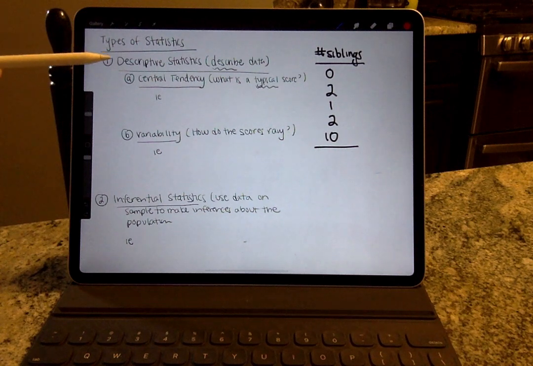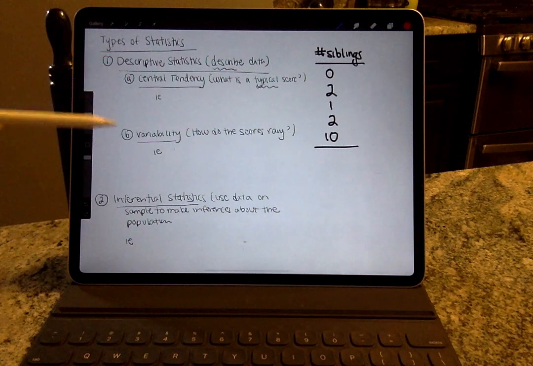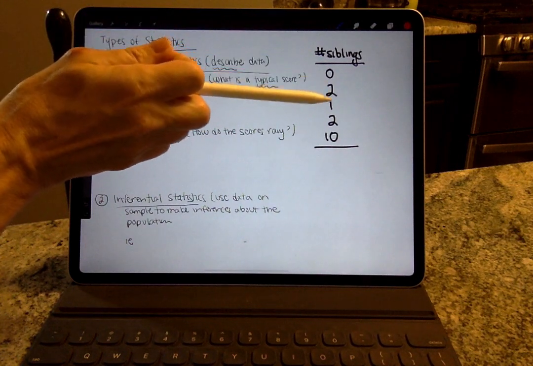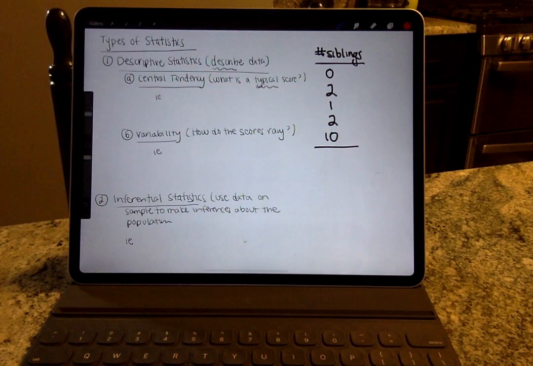And within the larger category of descriptive statistics, there are two specific types. There's something called central tendency, and there's something called variability. So I have over here a sample data set. Let's assume that we asked 5 people to report how many siblings they had. And we've got 0, 2, 1, 2, and 10. Those are the numbers people reported.